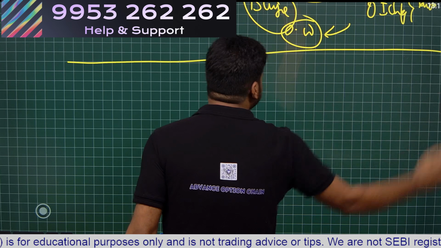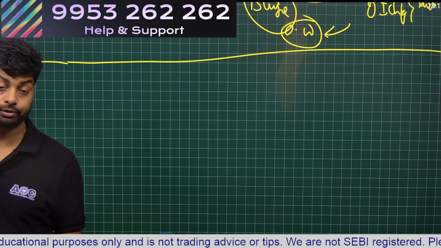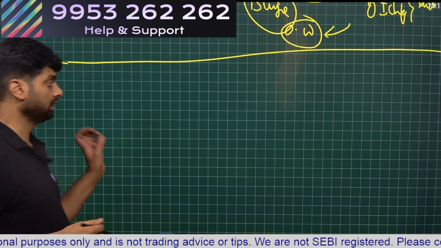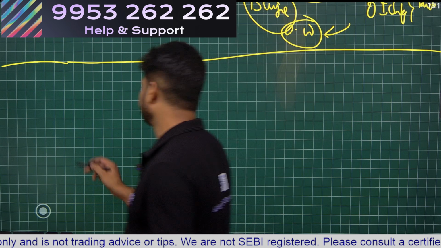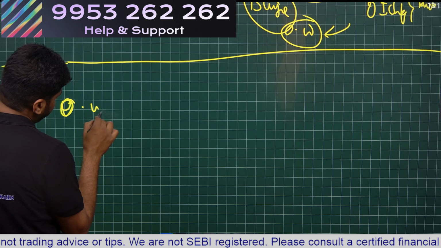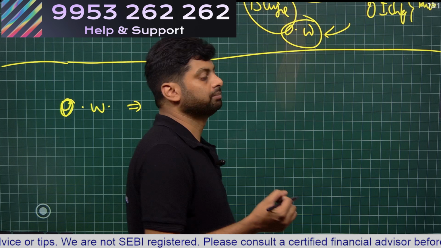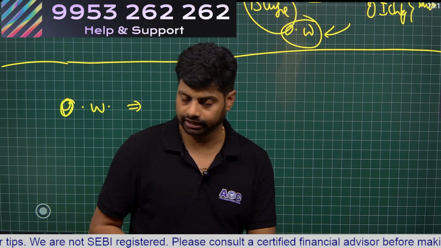Now let's look at the concept of why these are important in our trading journey, why we focus on them in the option chain. So basically, when will an option writer lose money? When will he lose money?